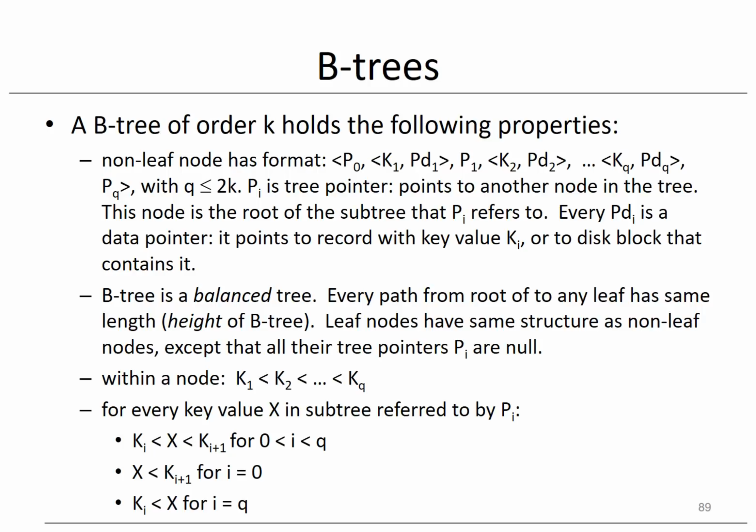For every key value x in the subtree referred to by Pi, the following holds. Ki is strictly less than x is strictly less than Ki+1 for 0 < i < q. x is strictly less than K1 for i equals 0, and Kq is strictly less than x for i equaling q.